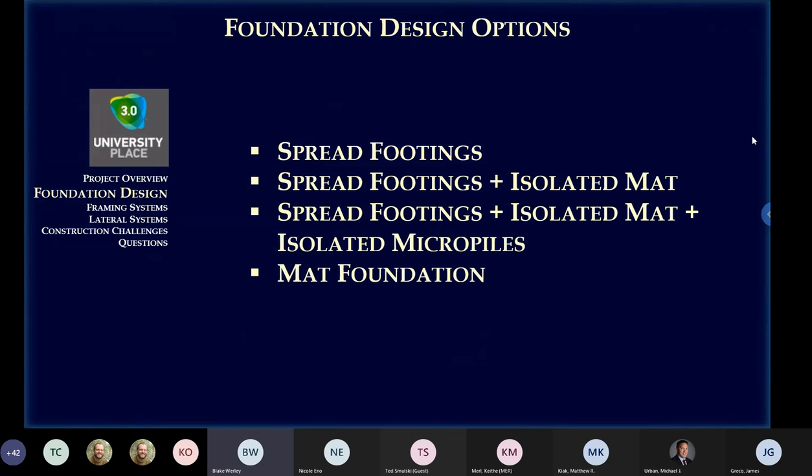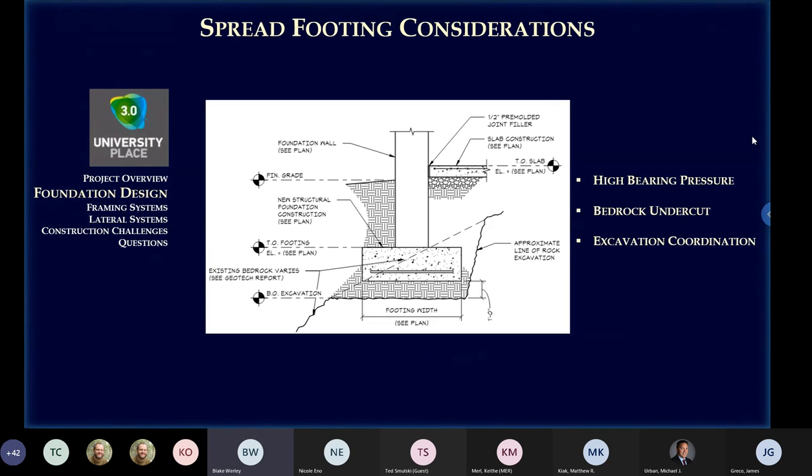So we looked at spread footings first. Then we adapted that to a spread footing plus an isolated mat design. And then we introduced a spread footing plus isolated mat plus isolated micropile design. And then finally landed on a mat foundation. When we started with the spread footing design, the initial option was relatively straightforward. There was a high bearing pressure that we could use. The spread footings were at each column, with wall footings at the perimeter basement walls.